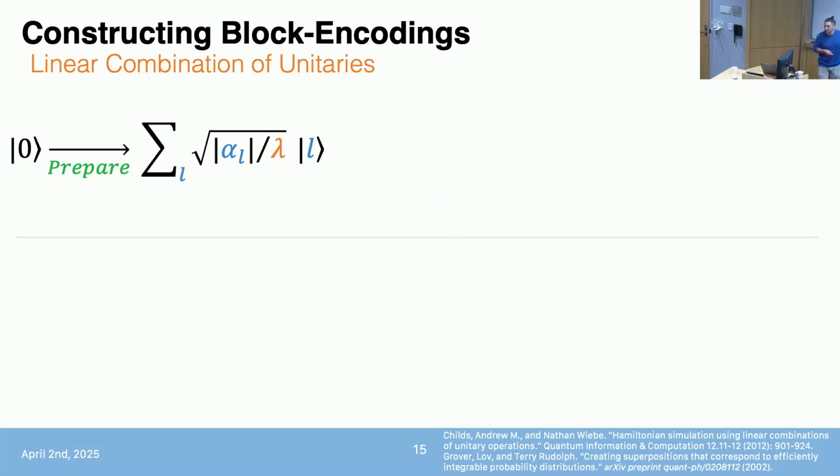Sorry, could you repeat that one more time? I'm interested in the target L states. Yeah, so it's going to prepare a superposition over the computational basis states, and the amplitude of those computational basis states is defined such that if I square the amplitude, I get the coefficient associated with it in the linear combination.